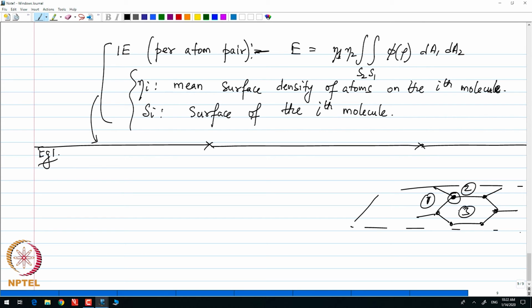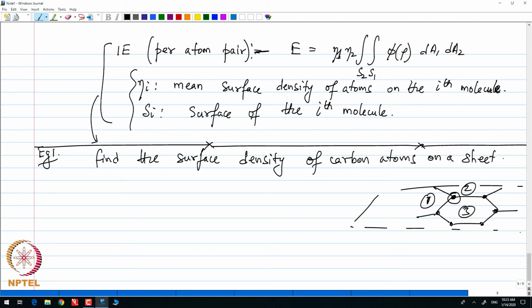So the example says: find the surface density of carbon atoms on a sheet of graphene.